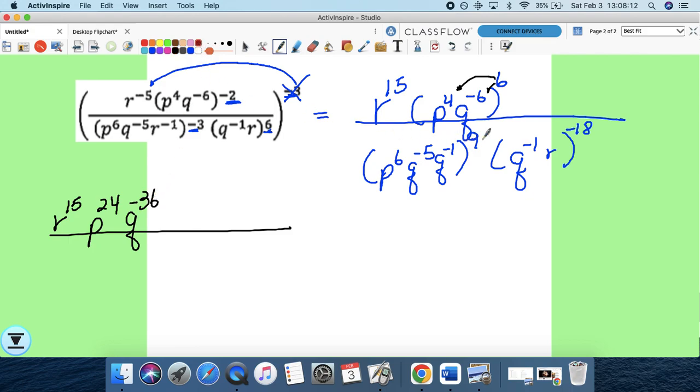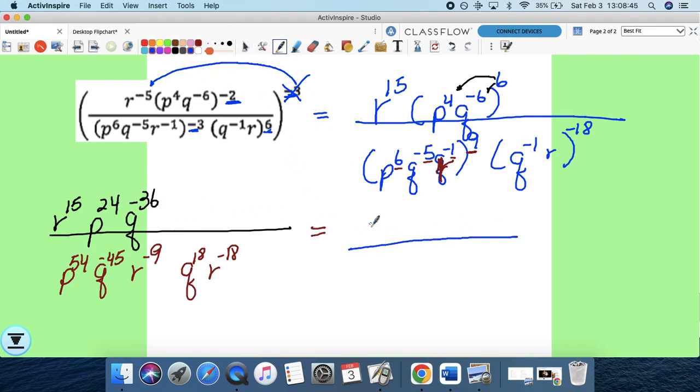In the bottom, we have that 9 here multiplies by each of these guys, so we get p to the 54, q to the negative 45, and that's supposed to be an r, by the way. This guy's supposed to be an r, and r to the negative 9. And then this one we get q to the 18th, because negative 1 and negative 18 is positive, and then r to the negative 18. Let's do a little traveling. So r, we have r15, r9 comes up, r18 comes up, right? So we took care of the r's.